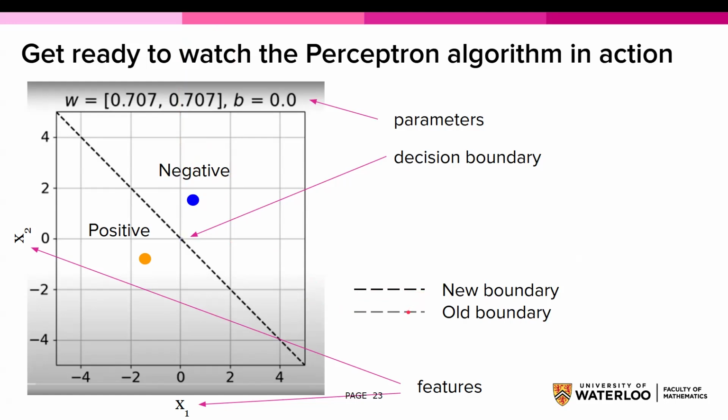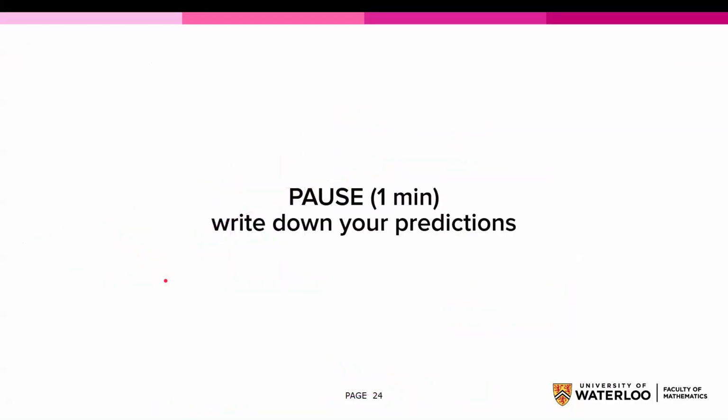Okay, just to give you a heads up, the first sample that you'll see will be orange and will appear somewhere in this bottom left quadrant. What I want you to do is try to predict the new weights, given the sample the algorithm has just received. Might be good now to just take a second to write down your predictions. You can pause the video.